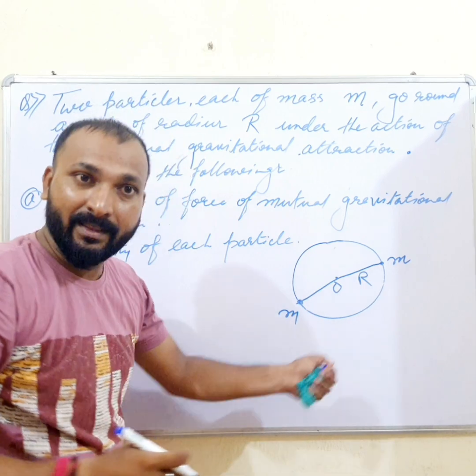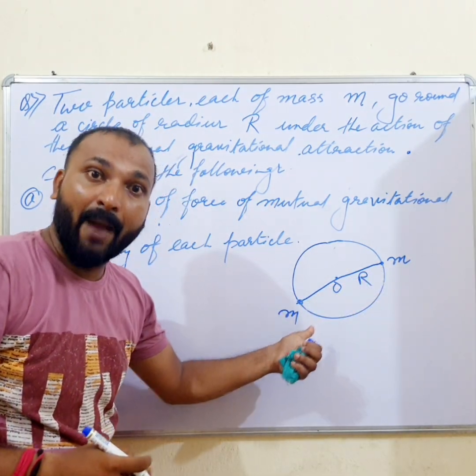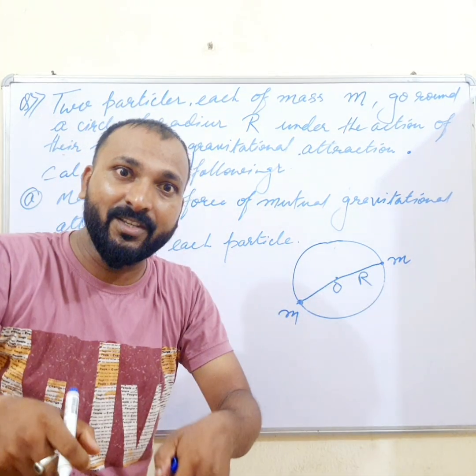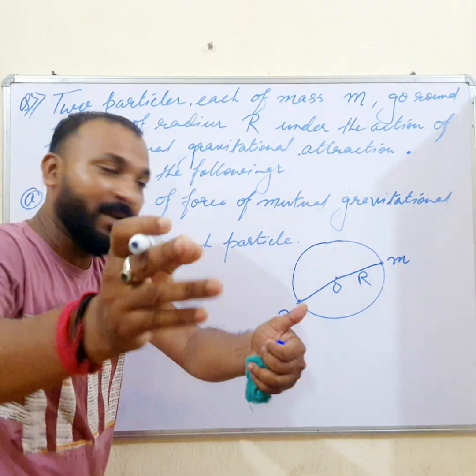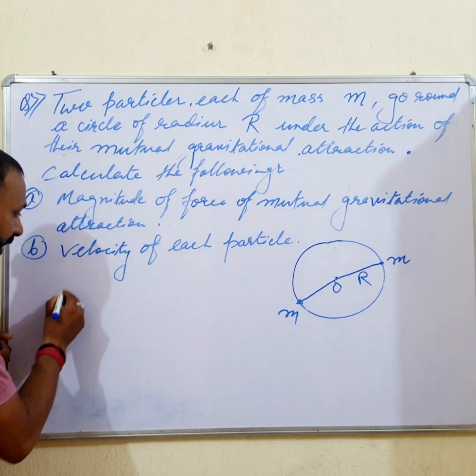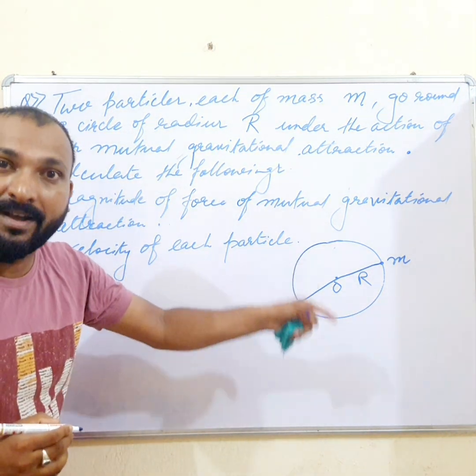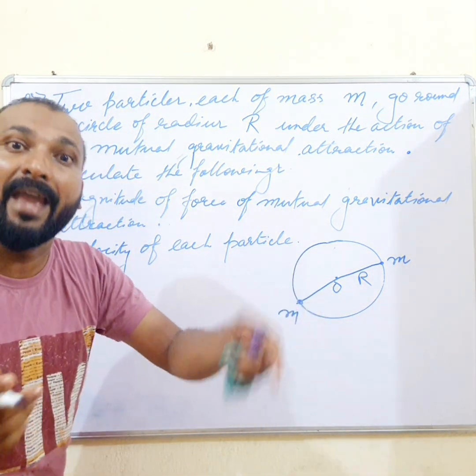So that means both are apart by a certain distance. That distance must be equal to the radius of the circle. So ultimately we got that let the two bodies of masses m1 and m2 be m.